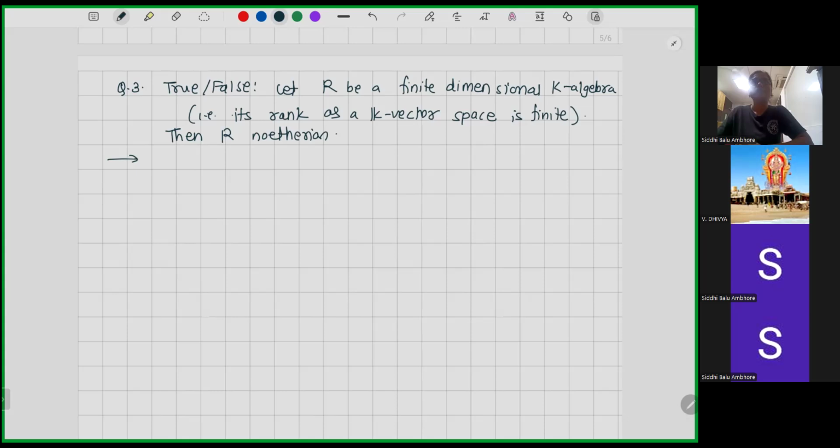Whether this will be true, that we are given that R is a finite dimensional K algebra, that is, R has a finite rank over field K as a vector space. Then we have to check whether R is Artinian or not. So first thing to check is that this R is Noetherian as well. Okay, so R is Noetherian at least.